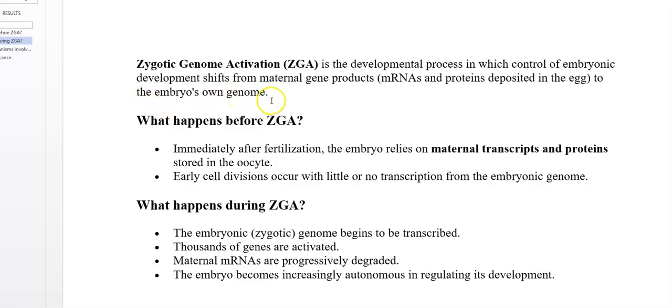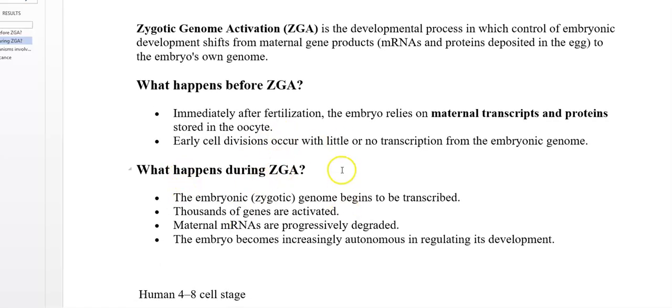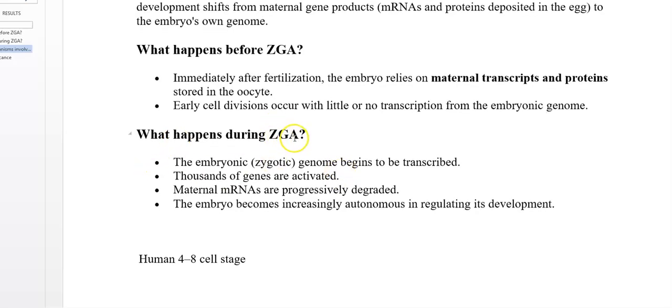So basically, with the zygotic genome activation, there's the mother, right? Maternal transcripts and proteins are stored in the oocyte, so they help the development along. But after that, the baby is fully on his or her own, right? That's what happens during and after the ZGA, zygotic genome activation, a brand new baby to this world.